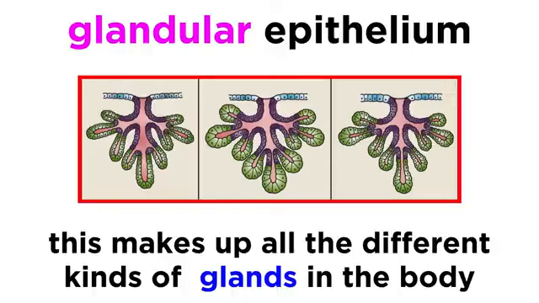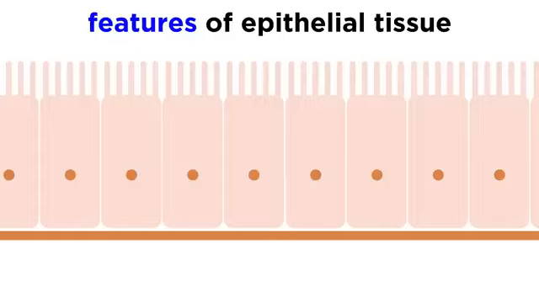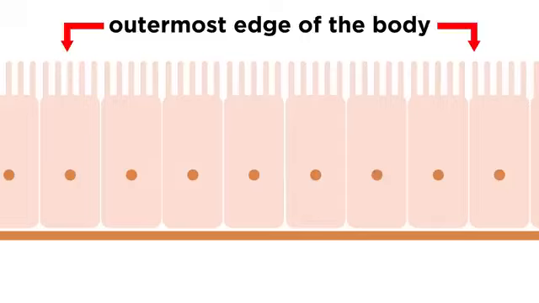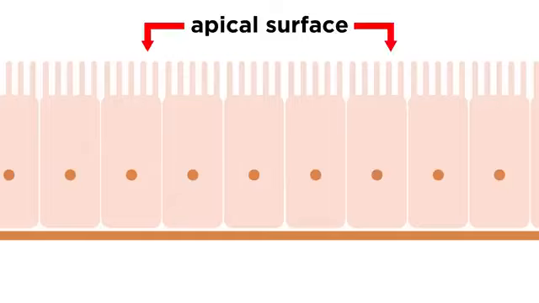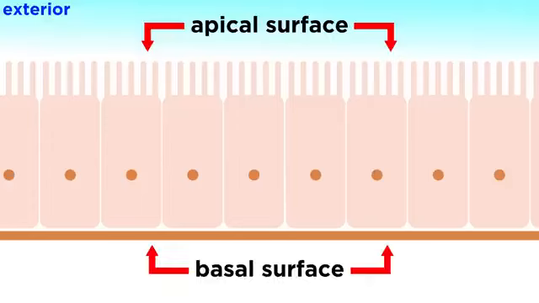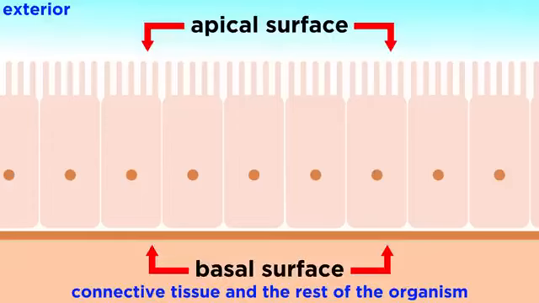There is also glandular epithelium, which makes up all the glands in the body, and we will discuss those in more detail a little later. For now, let's just describe the key features of epithelial tissue. First, since we are talking about cells that line the exterior of the body or a cavity, then we should distinguish between the apical surface, or the surface exposed to the exterior, and the basal surface, which is attached to some connective tissue within, and the rest of the organism.